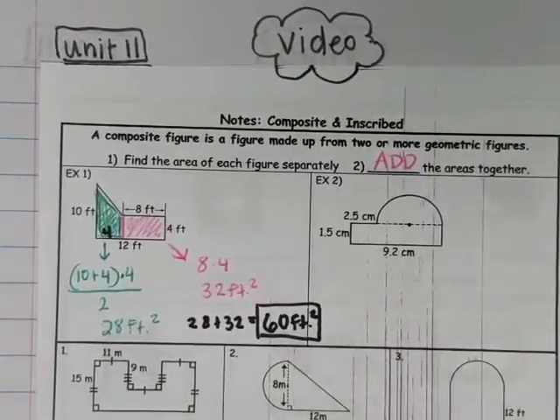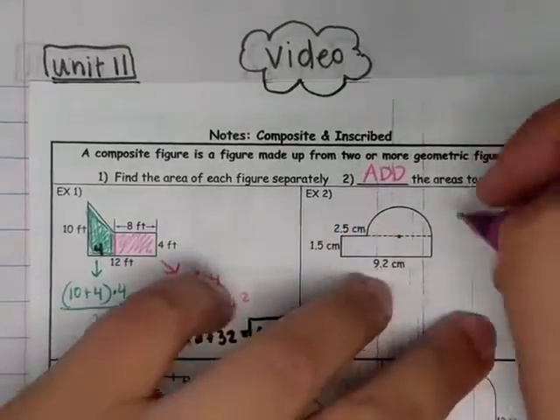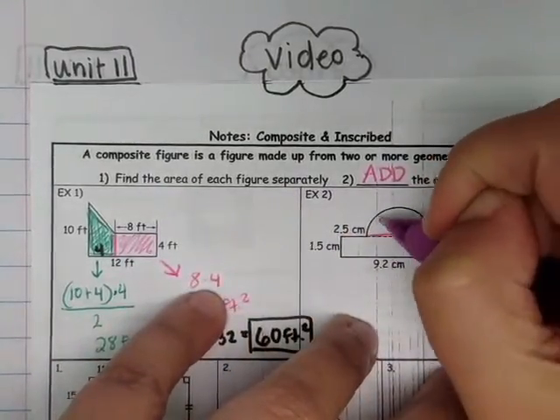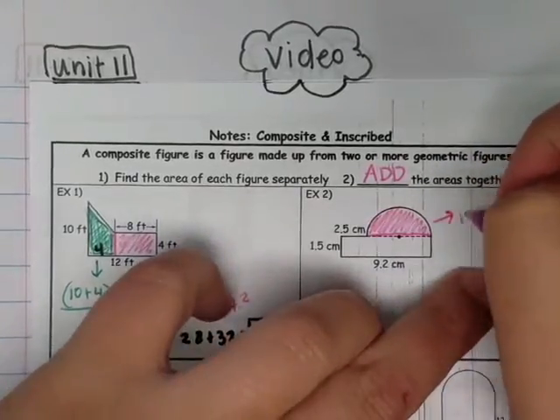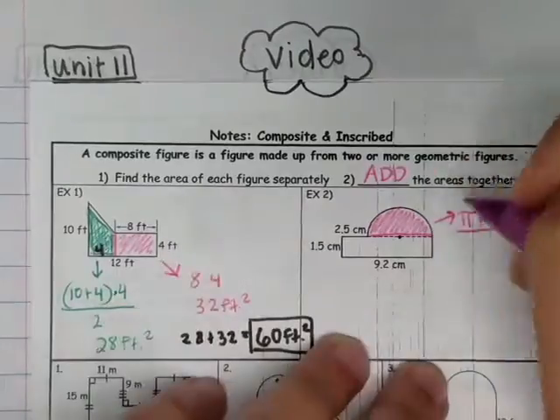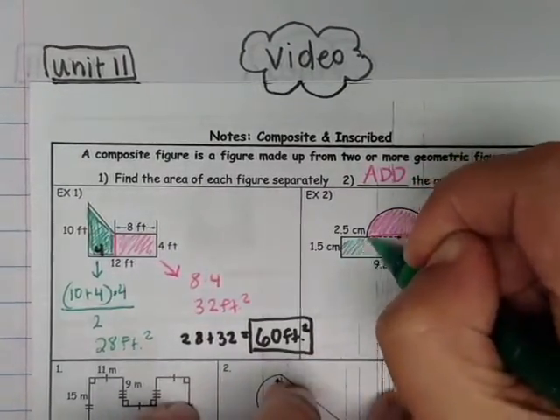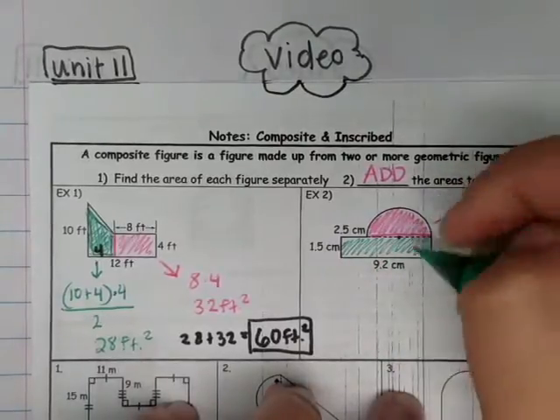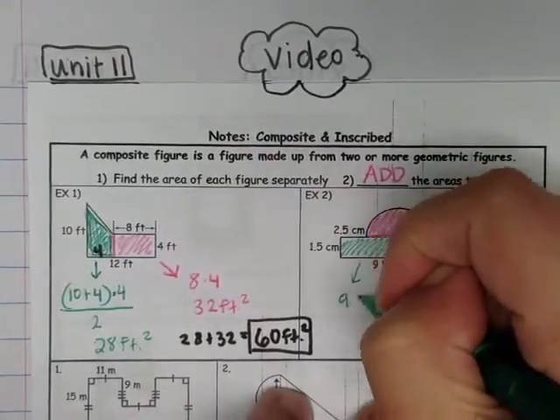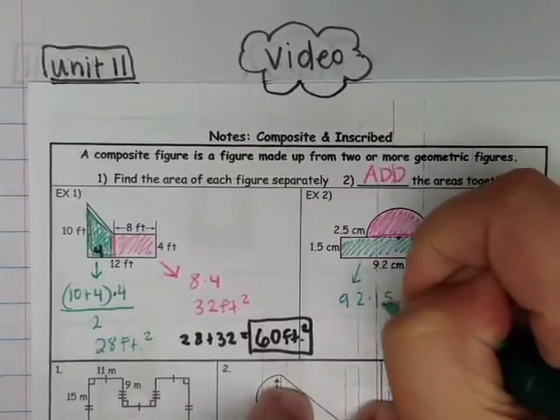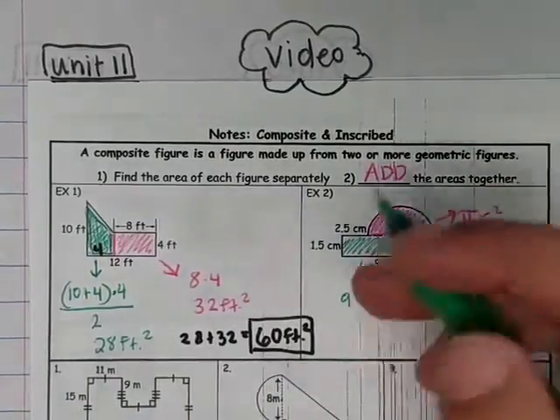All right, number 2. The two shapes here are a rectangle and a semicircle. A semicircle is half of a circle. So we know we're going to find the area of this circle, which is pi times r squared. But because it's a semicircle, we're going to divide by 2. And then my other shape is this long rectangle, and its area is length times width, so 9.2 times 1.5. I can find that area really quickly, and I get 13.8.